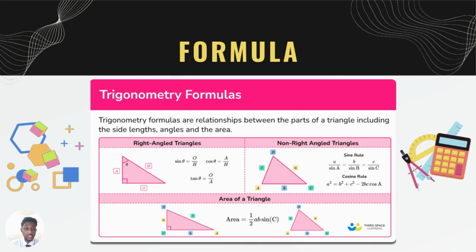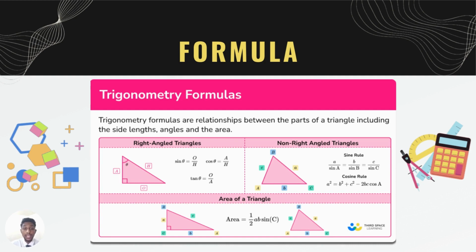Trigonometry formulas are relationships between the parts of a triangle including the side lengths, angles and the area. We have two types of triangles, which are right angle triangle and non-right angle triangle. For right angle triangle, there are three formulas: sine theta equals opposite over hypotenuse, cos theta equals adjacent over hypotenuse, and tangent theta equals opposite over adjacent. For non-right angle triangle, we have two types of rules, which are sine rule and cosine rule.